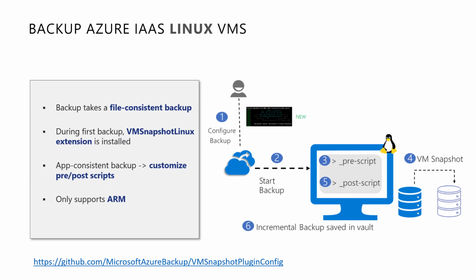The process for backing up IaaS Linux VMs is slightly different than backing up Windows VMs. The extension installed on the VM agent is the VM Snapshot Linux extension, and by default only file consistent backups are possible. If you want to foresee application consistent backups, for example, when you run MySQL on a Linux VM, you should customize it by using pre and post scripts, which you can find in the shown GitHub repository. Change those scripts to fit your requirements. Also keep in mind that if you still have some ASM Linux VMs running, you cannot use Azure Backup to make a backup of them, because backing up Linux VMs is only supported for the ARM model.